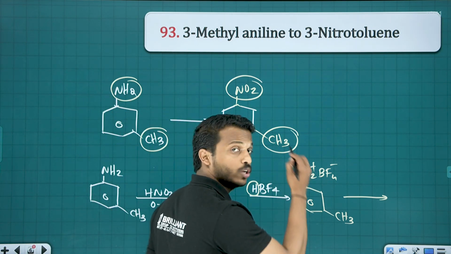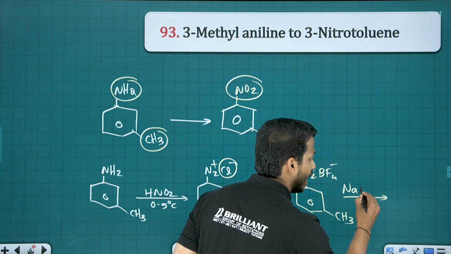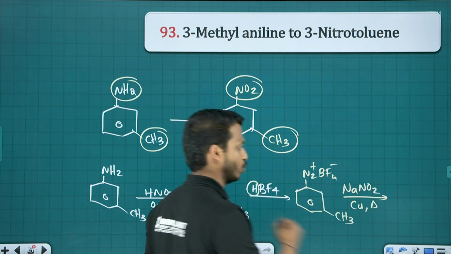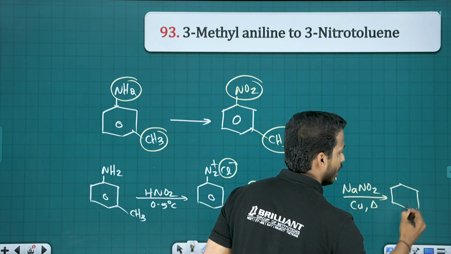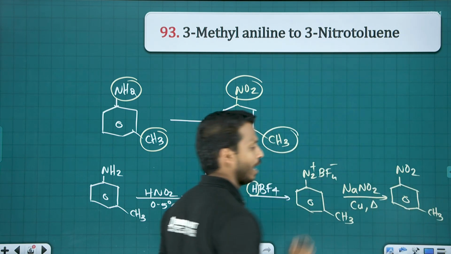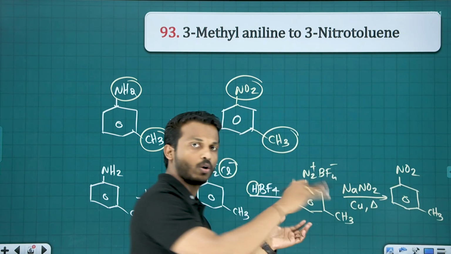But here, in order to get the nitro group, we have to use NaNO2, copper and heat. With NaNO2, you will get which compound? The nitro group, okay? Nitro group and CH3 will be there. And NaBF4 and all get formed.